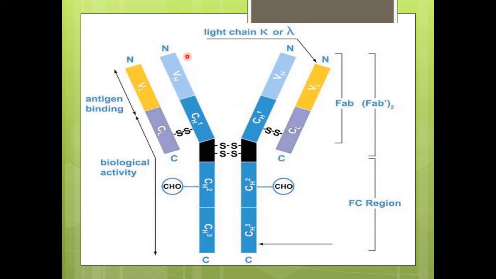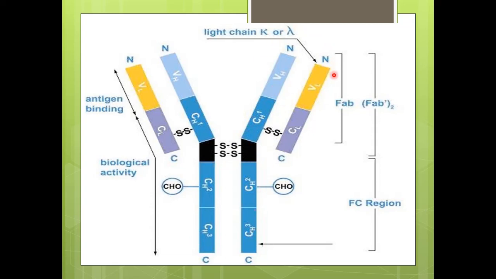Now this is the variable portion of the heavy and light chain. Again, this is the variable portion of the heavy and the light chain. So each antibody has two variable sites, and it can bind with two antigens, so that's why it is called bivalent. So these are the variable portions, and these are the constant portions of the light chains and the constant portion of the heavy chains.